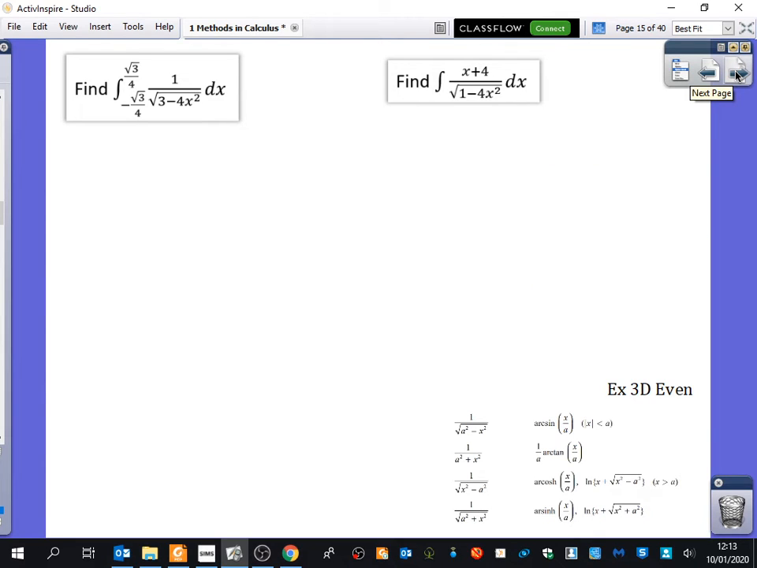These are more challenging, because there's some things that look a little bit different about these ones that we've got here. So obviously we've got some limits, let's not worry too much about the limits, but for this first question I'm trying to integrate between minus root 3 over 4 and root 3 over 4, 1 over the square root of 3 minus 4x squared dx.